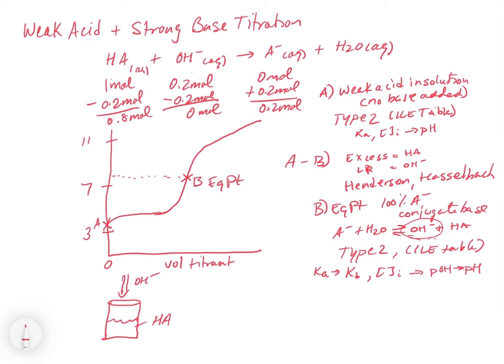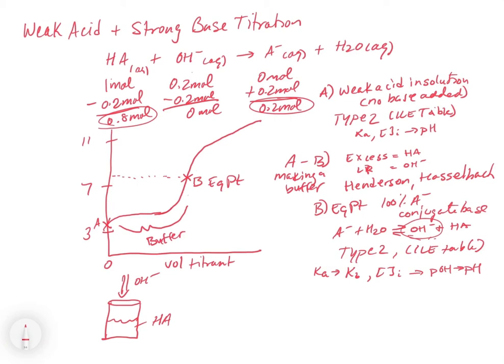This is going to look like our setup from before. This is making a buffer. This is the making-a-buffer question. We have HA and A minus present in solution, and so we can use Henderson-Hasselbalch to get us the pH by using the pKa and the relative amounts of A minus and HA from that fundamental pKa, which is going to set the pH. So we call this region from A to B the so-called buffer region, and that's basically making a buffer.